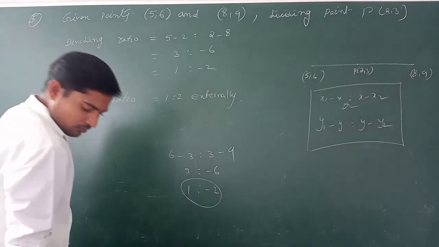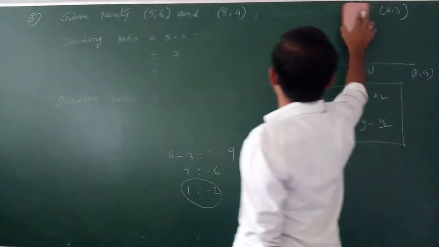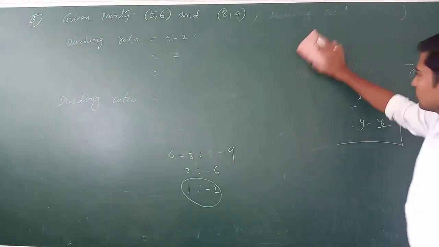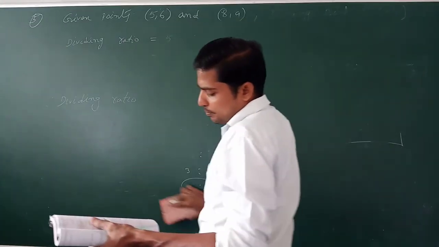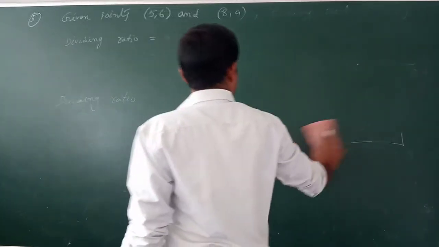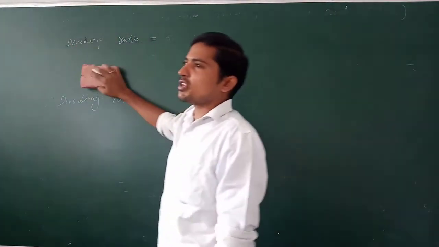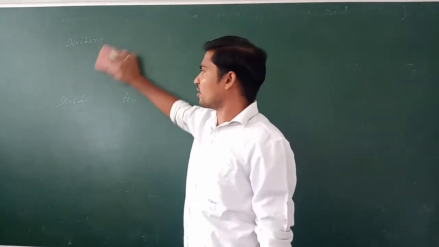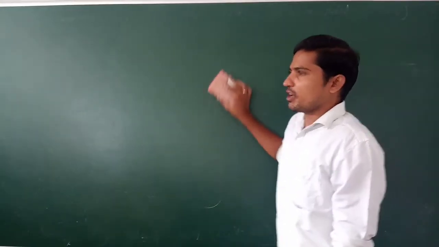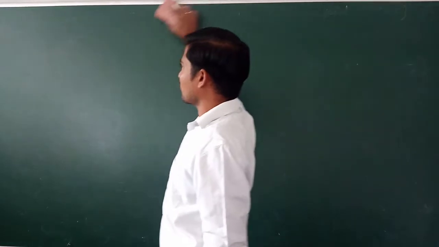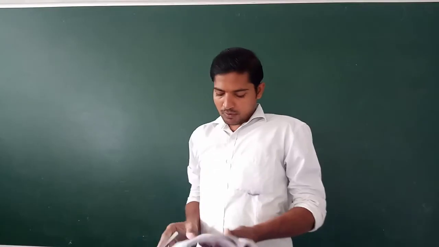Next. Let A and B be two points, A(x1, y1) and B(x2, y2). Then the distance between the two points is square root of (x2 minus x1) whole square plus (y2 minus y1) whole square, or (x1 minus x2) whole square plus (y1 minus y2) whole square. So options 1 and 3 are correct there. That is a direct formula.